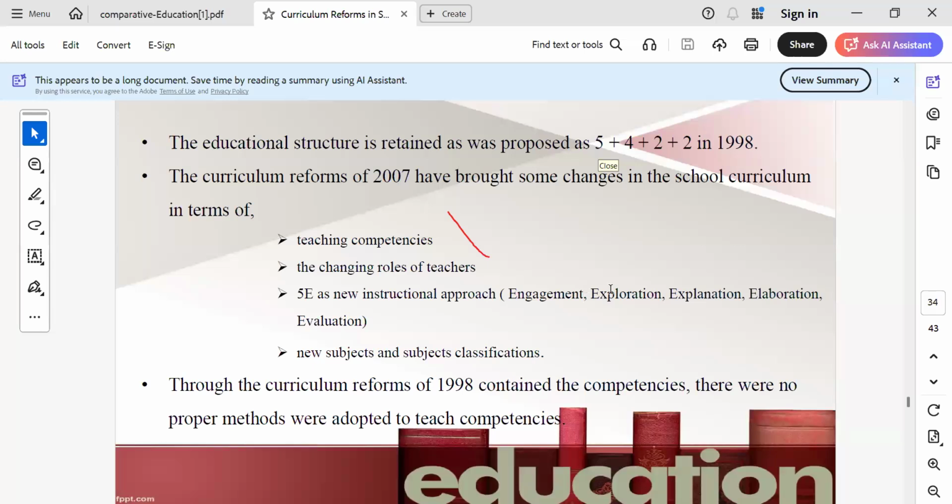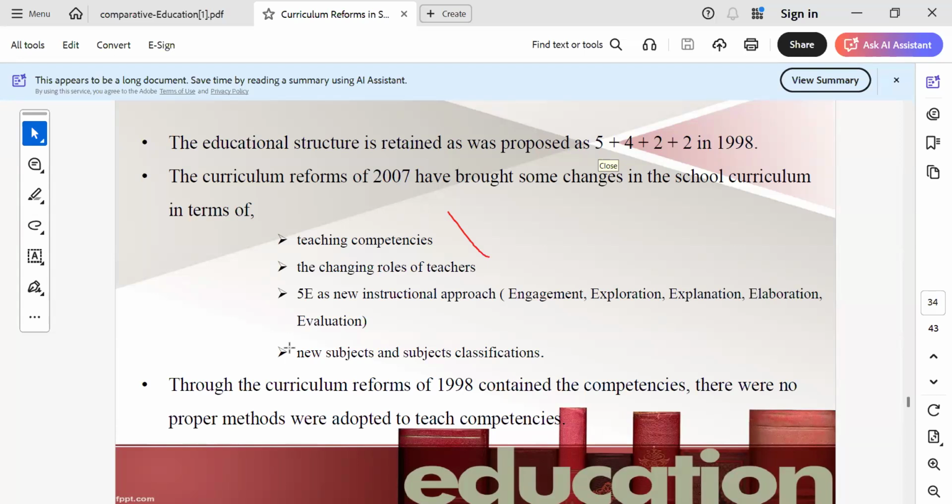So changing roles of the teacher. 5E is a new instructional approach. So how many of you are doing 5E now? 5E means engagement, exploration, explanation, elaboration, and evaluation. How you engage the students, how you make them explore, finding things and collecting information. And they are going to present and explain. The teacher will elaborate, add some more, and evaluate the students, right? So this is the 5E method.